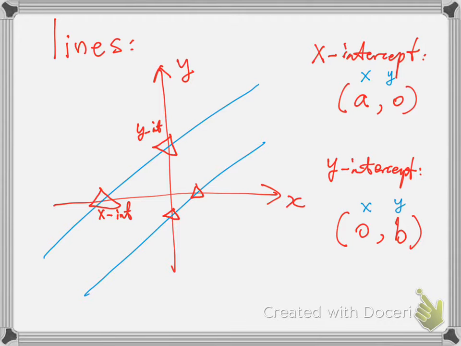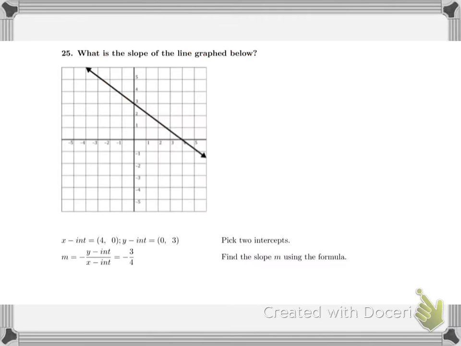So now let's look at a final exam question. The question is, what's the slope of the line graphed below? Okay, so where's my line? So this is the line. I use the blue color for the line, and make it thicker. Okay, so this is the blue line.